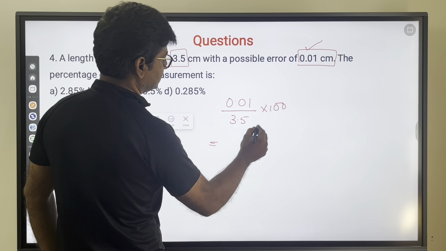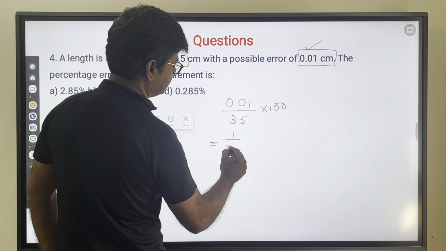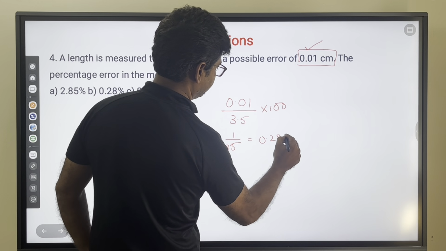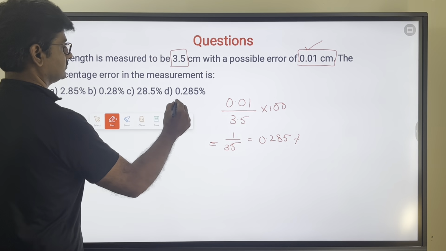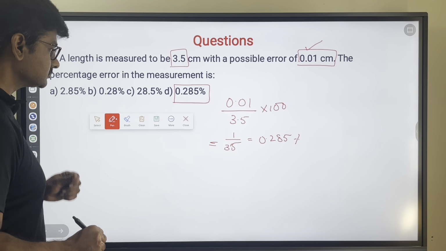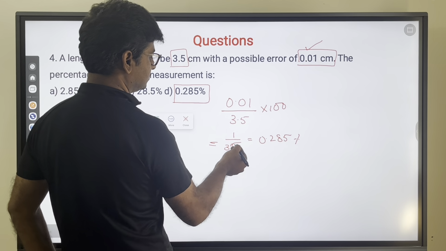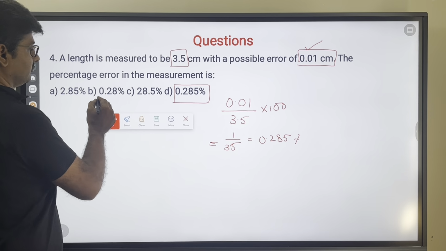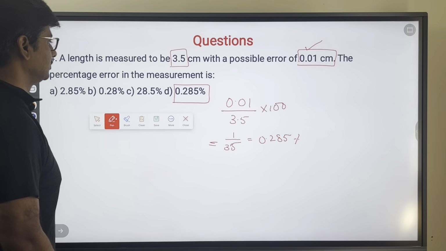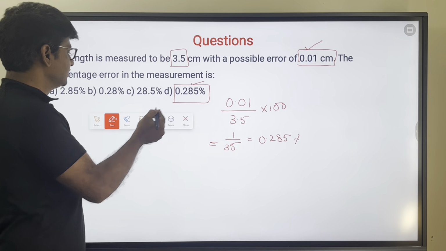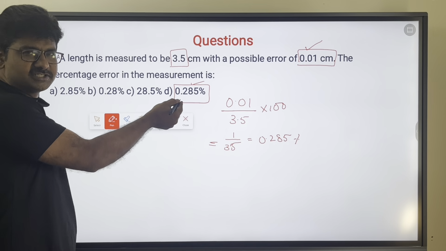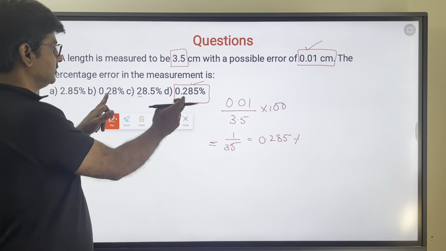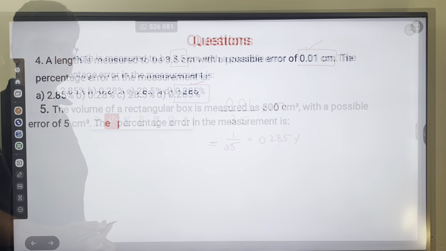So how much are you getting? This will be 1 by 3.5, that is equal to 0.285%. So the value close to this is this one. We have to check the third decimal. Otherwise these values, 28.5 and 2.85, anyhow we can neglect these two values because the third decimal is given. Next question.